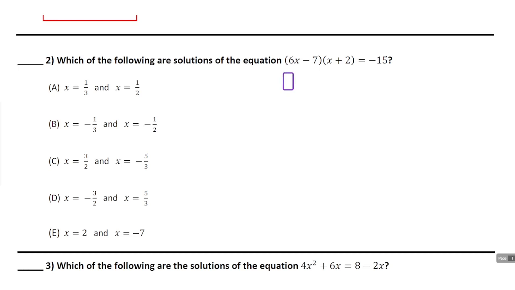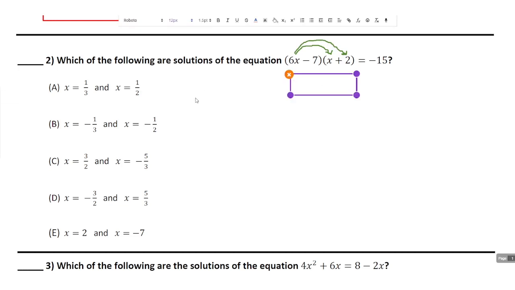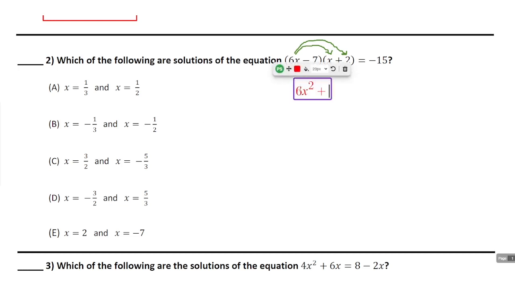But I'm going to work it out the conventional way here, which is to first get this thing into standard form. We want to multiply 6x by x and then 6x by 2. We'll do that first. 6x times x is going to be 6x squared. 6x times 2 is going to be 12x. So we get 6x squared plus 12x. And then we'll distribute the second term in that first binomial, the negative 7 times x, which gives negative 7x, and then negative 7 times 2 will give me minus 14. And that should equal negative 15.